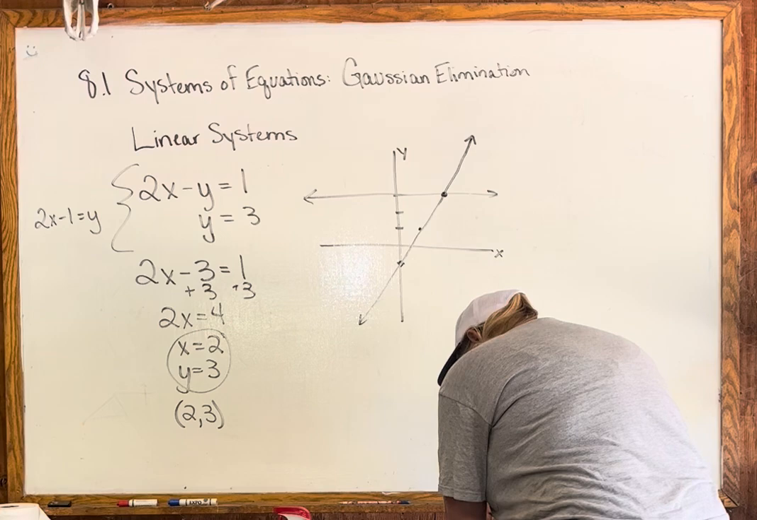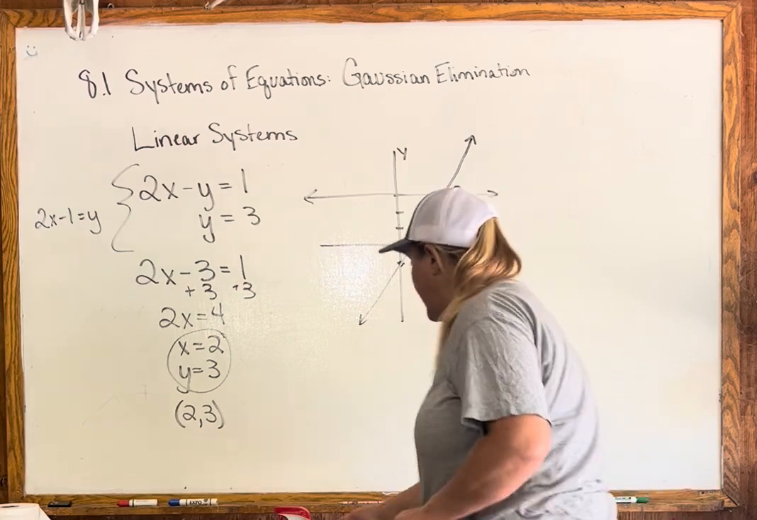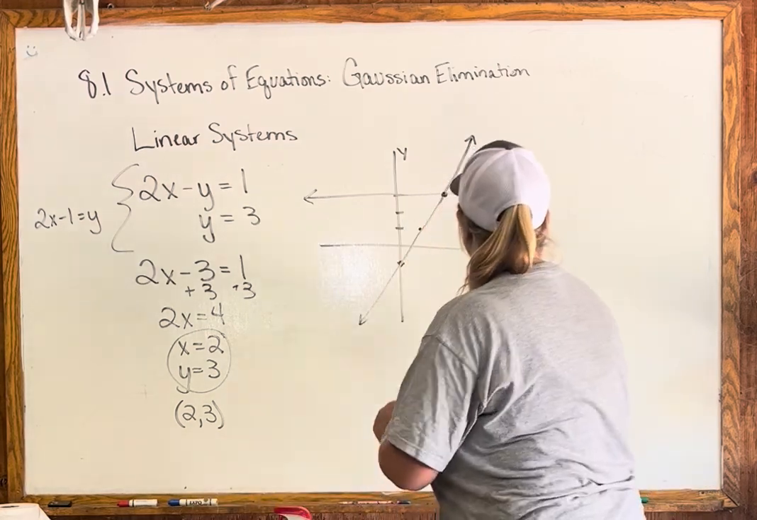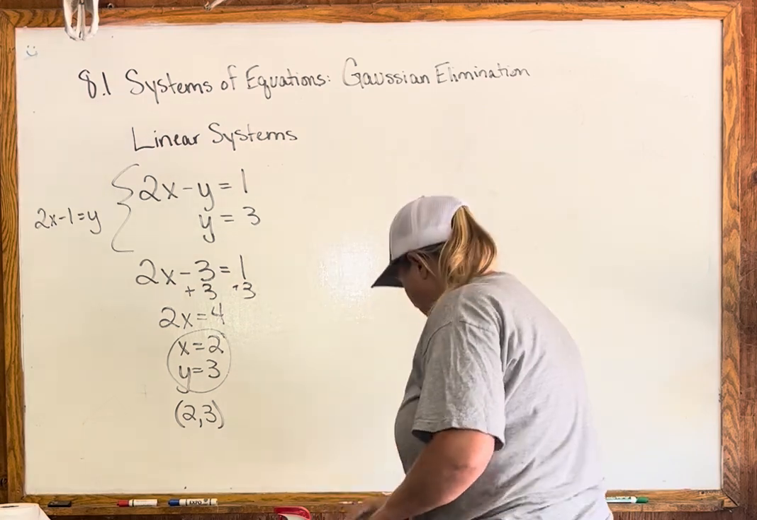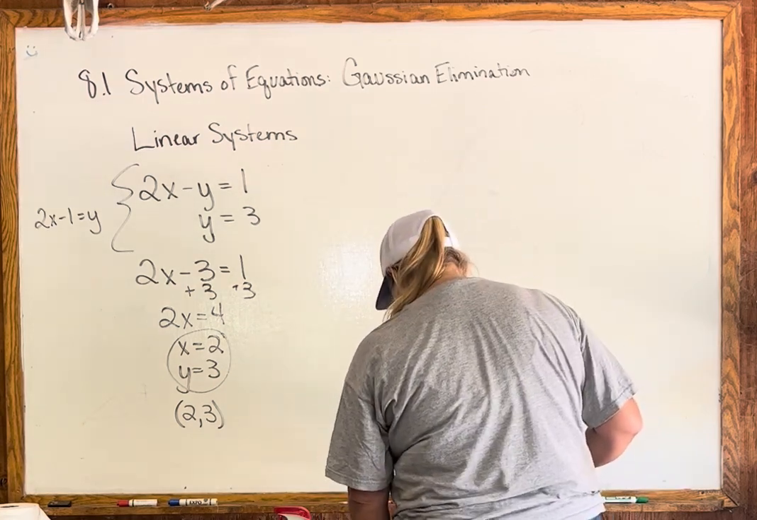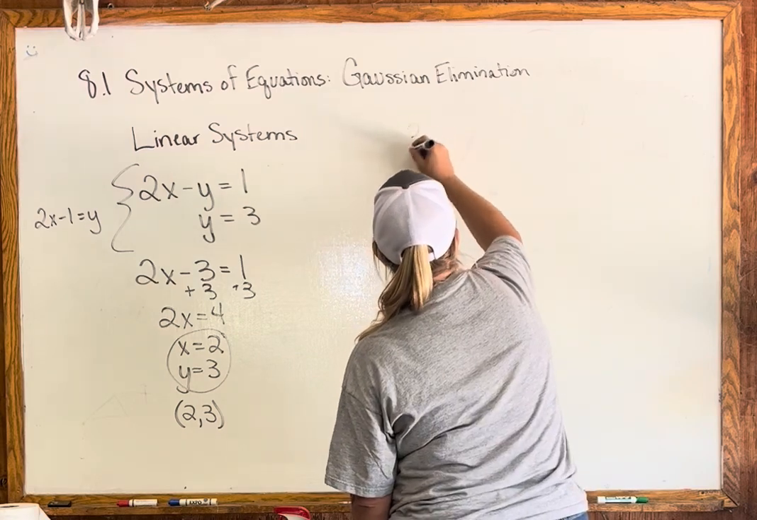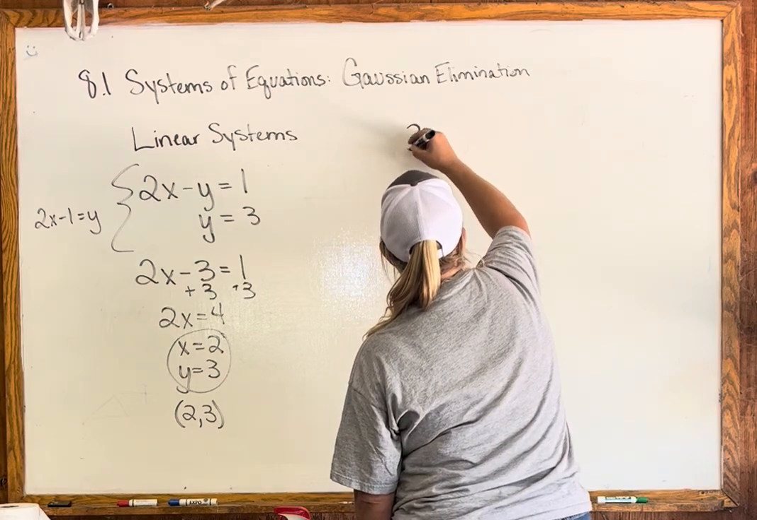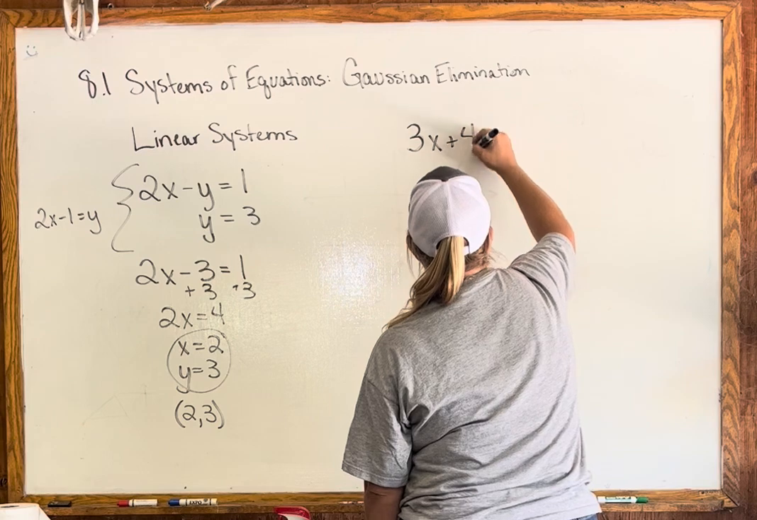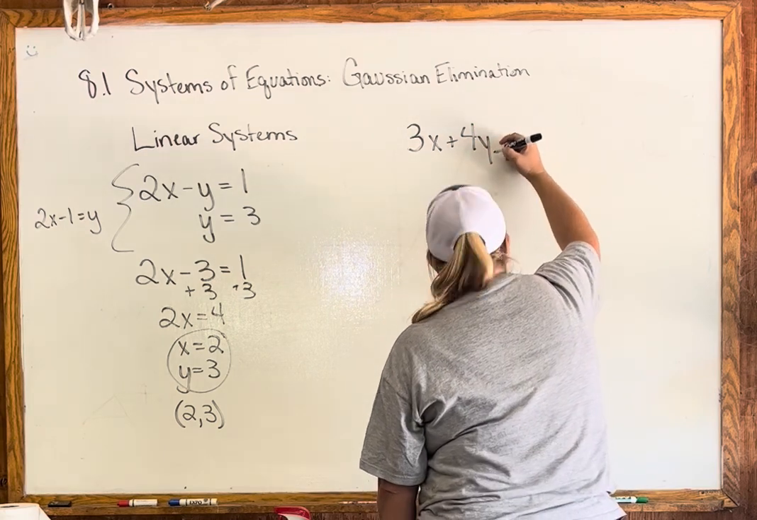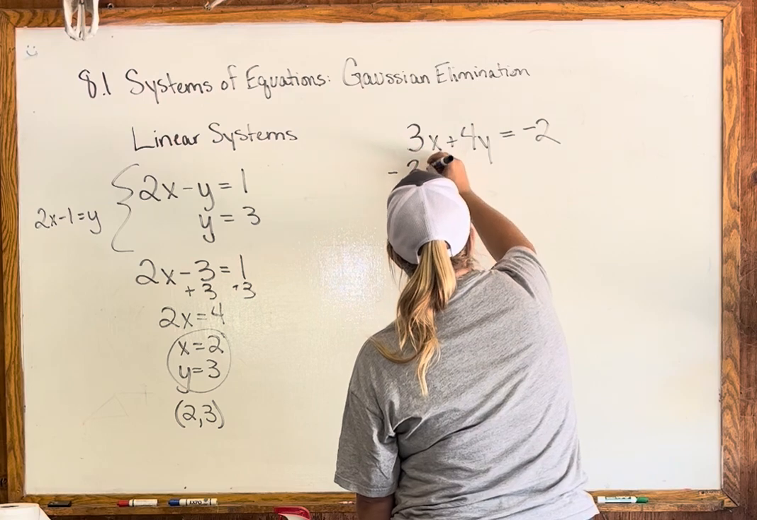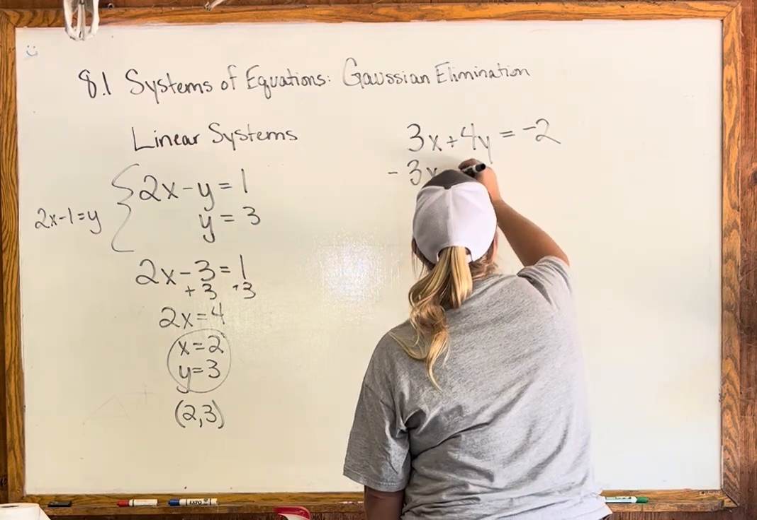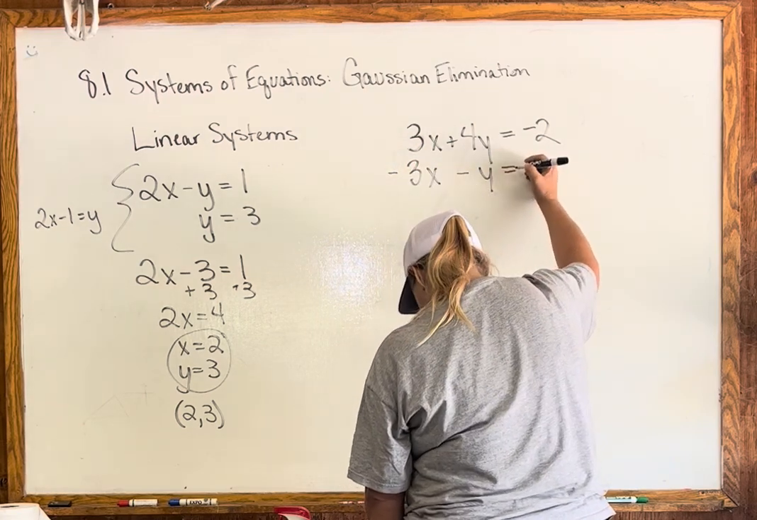Okay, so let's look at one a little bit bigger than that one. Again, blue and blue things around here. Let's say that we don't really need the graph, so I'll get rid of it. Let's say that we were given 3x plus 4y equals -2. Oops, my pen's starting to give up. And the other one is going to be -3x minus y equals 5.